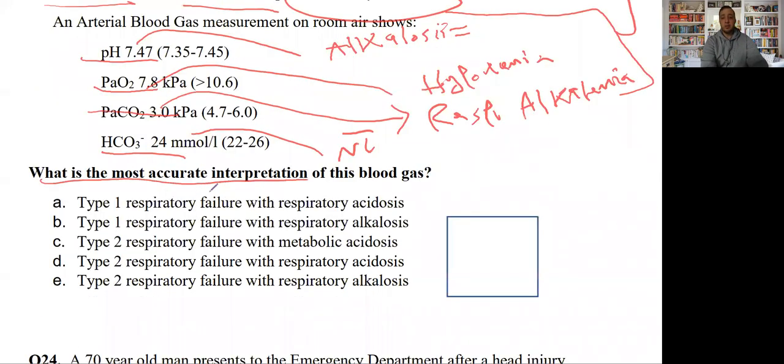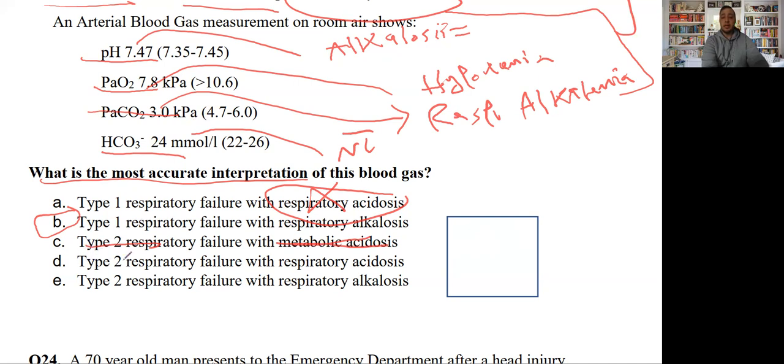So here we have type 1 respiratory failure with respiratory acidosis. This is wrong. Why? Because respiratory acidosis is usually associated with type 2 respiratory failure, not type 1. Therefore, this is wrong. Type 1 respiratory failure with respiratory alkalosis is the most likely and correct answer. And type 2 respiratory failure with metabolic acidosis is wrong. Why? Because this patient has type 1 respiratory failure, and she has no metabolic acidosis, because the bicarb in this patient is 24, which is normal.